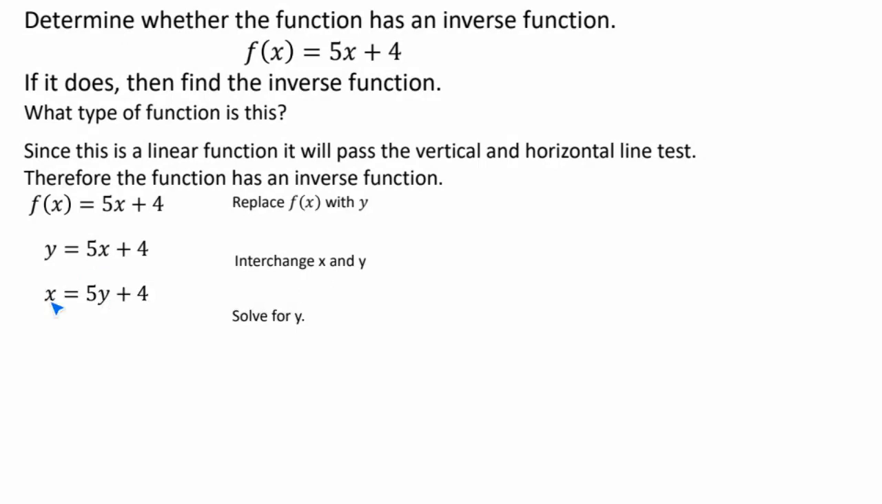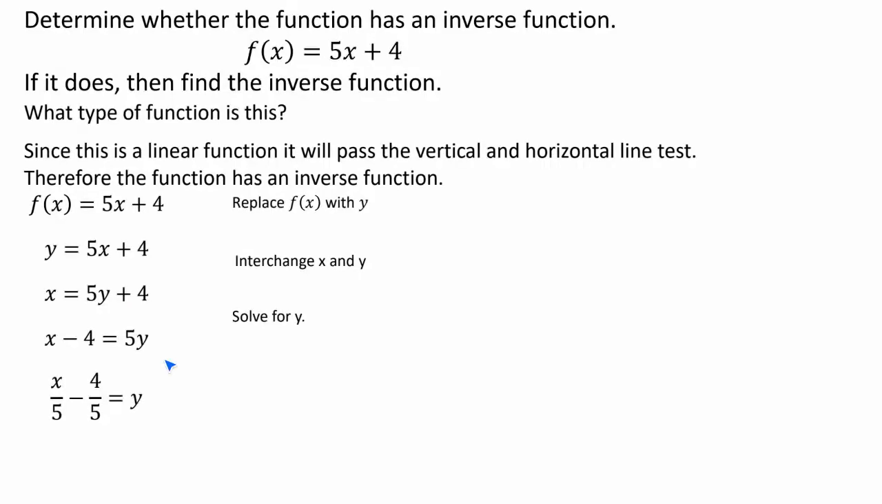So now I have x is equal to 5y plus 4, and then we're going to solve for y. So I'm going to subtract 4 on both sides, and then I'm going to divide by 5. So I end up with x divided by 5 minus 4 divided by 5. And to finish it off, we're going to replace that with the symbol for inverse. So the symbol for inverse is this -1 up here. So we're going to have f of -1x is equal to 1/5 x minus 4/5. So this is your inverse here.